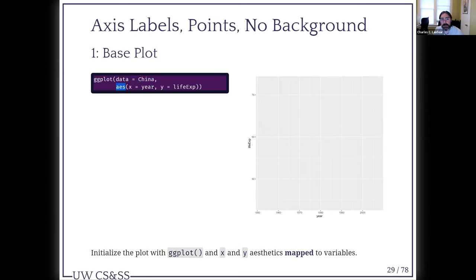And my aesthetic, I want X to depend on year. So year is going to be on the X axis. I want Y to depend on life expectancy. It's on the Y axis. If I run this ggplot call, you'll get something that looks like this.